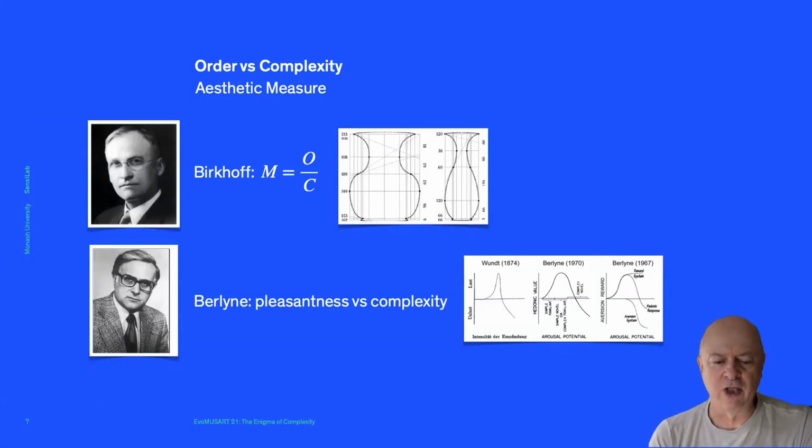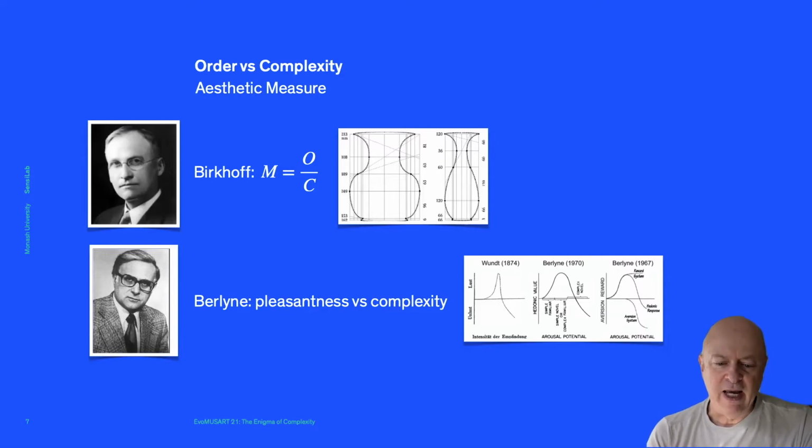Birkhoff's famous measure used a simple ratio of order to complexity, and he identified three phases of aesthetic appreciation. First, the effort of attention to perceive the object, which increases proportionally to its complexity. That's labelled C. Second, the feeling of the object's aesthetic value arising from this effort, labelled M. And third, verification that the object is characterised by a certain harmony, symmetry, or order, O, necessary for the aesthetic effect. Berlyne similarly looked at the relationship between pleasantness and complexity, and based on earlier work by Wundt, devised a temporal relationship between hedonic value and arousal potential in aesthetic appreciation of an object.